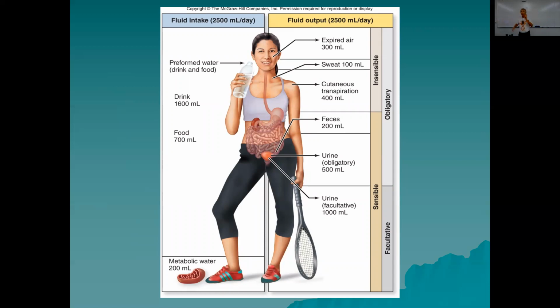And then also obligatory and facultative. Obligatory means you are going to lose this no matter what. And that includes all of the fluid output losses, except for facultative urine. As I mentioned, about 500 milliliters is obligatory urine. But if you're well hydrated or even overhydrated, then you can lose a lot more water in the urine, and that's called facultative.